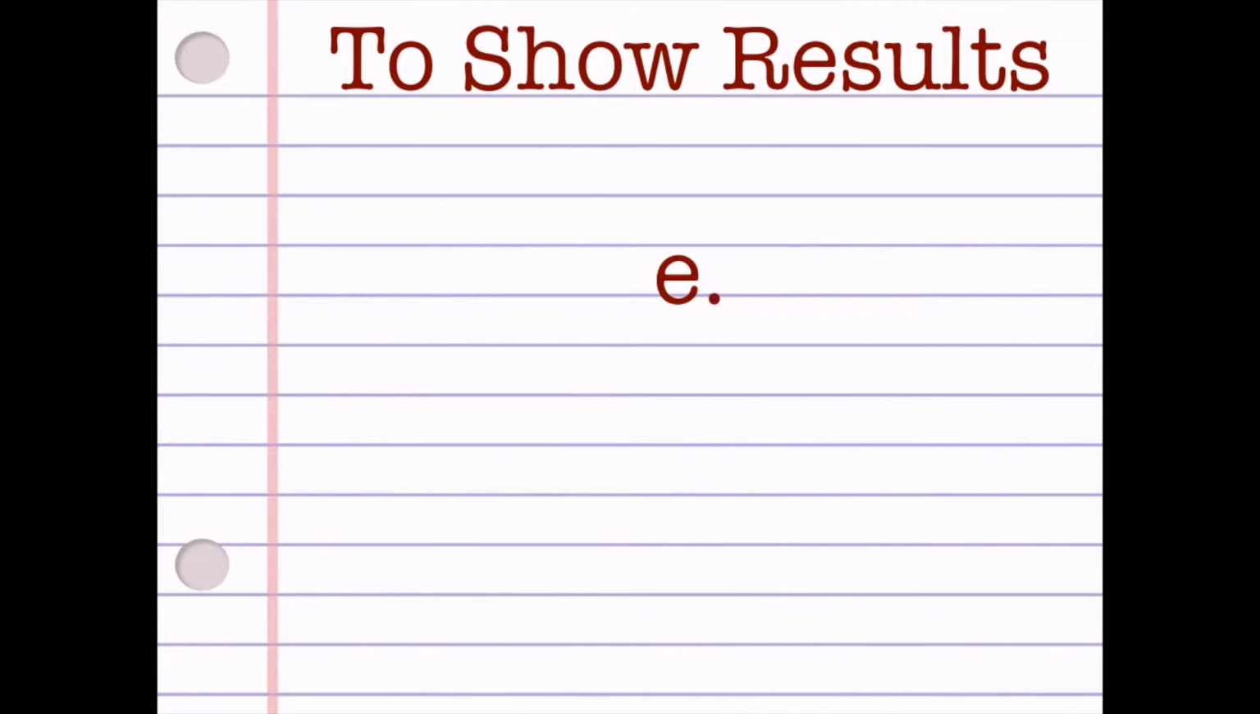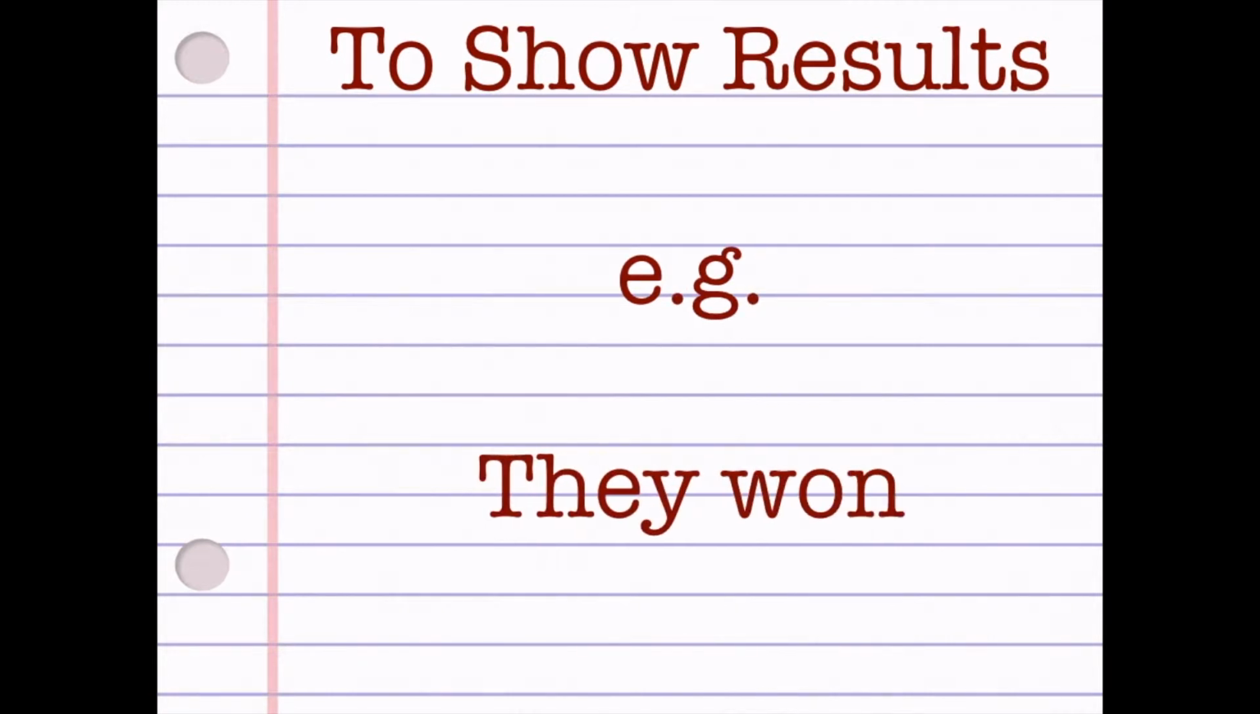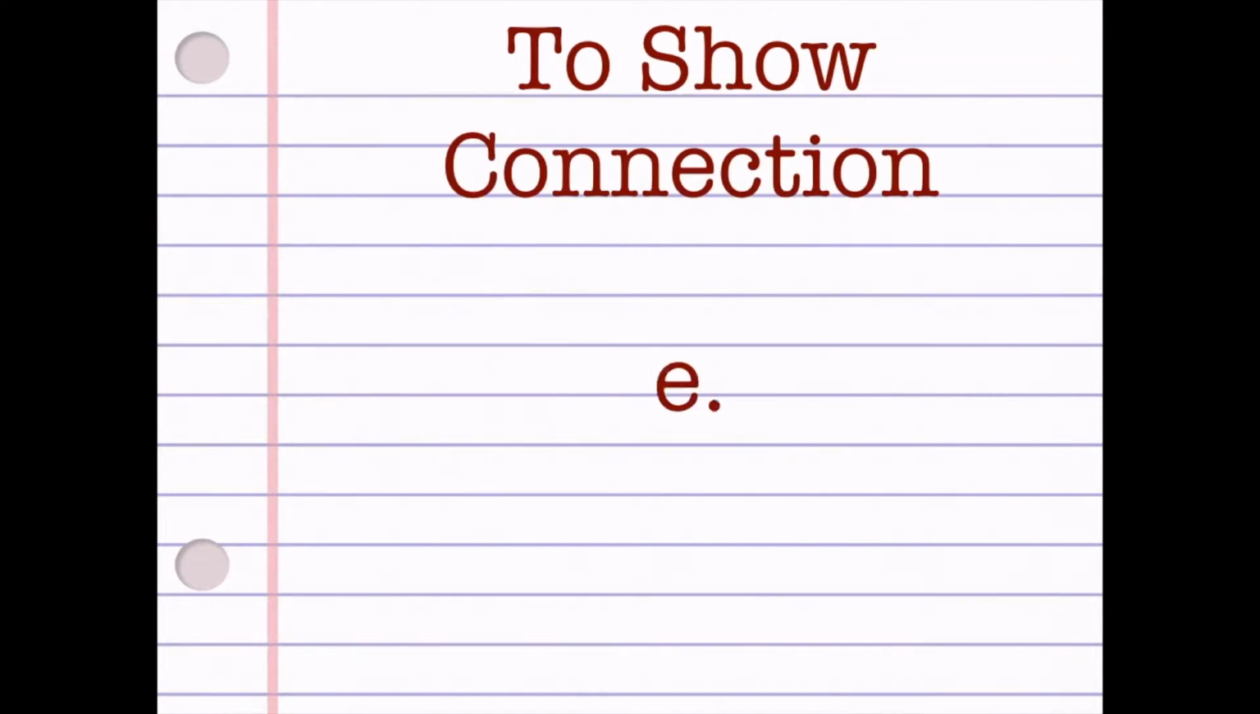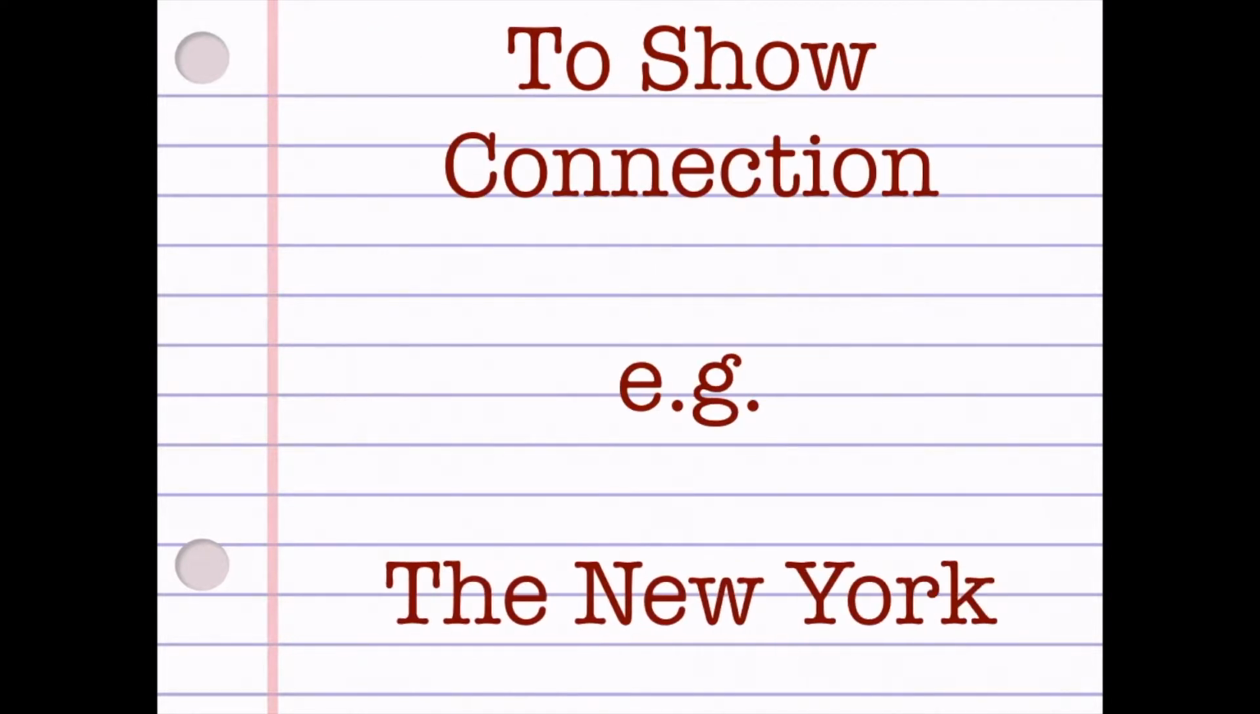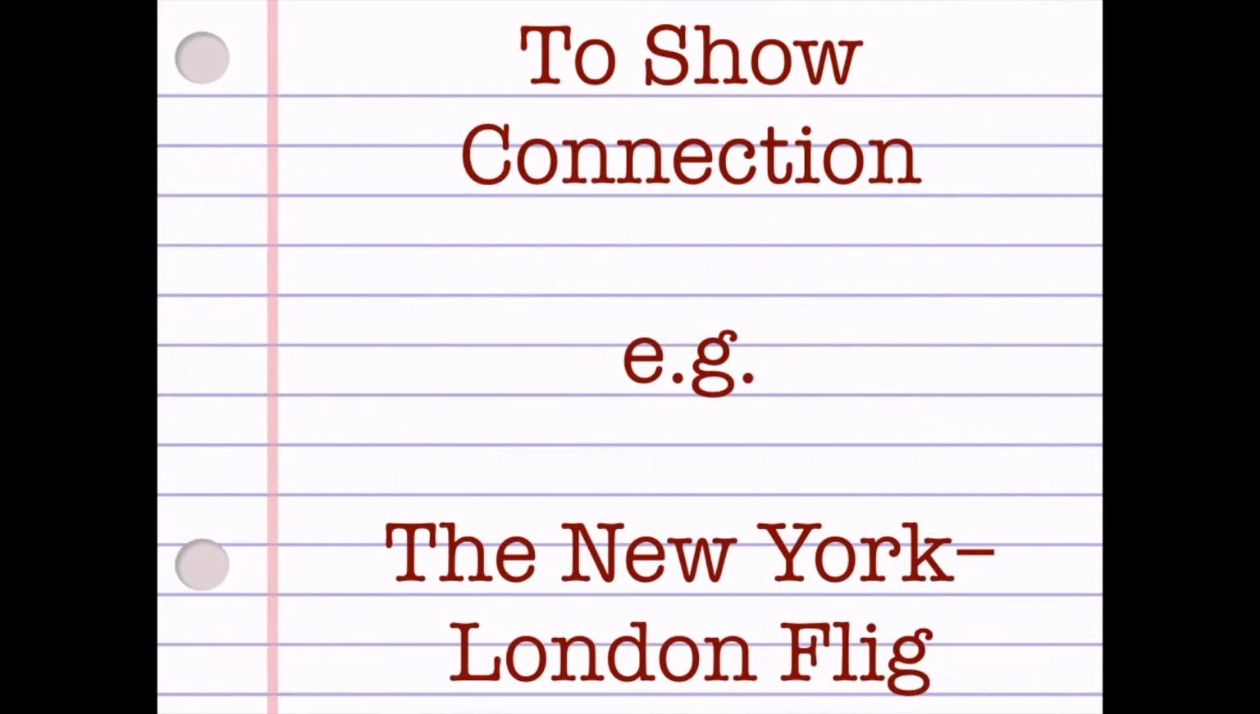Another function is to show a result. For example, they won the game 3-0. The final function shows a relationship or connection between thing A and thing B. For example, the New York-London flight.